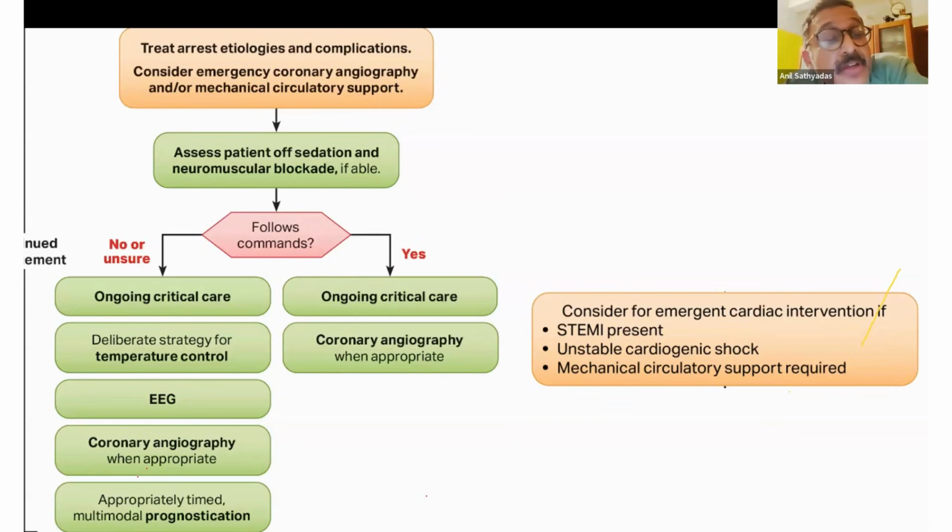That is decided based on how awake the patient is. After your CPR, you ask the patient to obey some commands. If the patient is obeying, there's no need for TTM. Whereas if you are not sure, or if he's not obeying, you think of going for temperature control, and both would have ongoing critical care. And you think of an EEG also, if the patient is not awakening, to rule out non-convulsive status. Coronary angiogram, if the cause of arrest is a STEMI, you have to go for that.